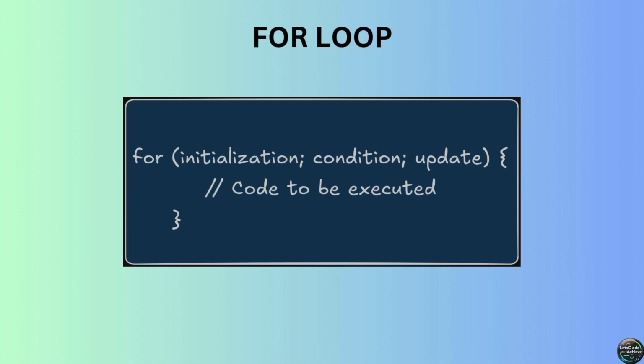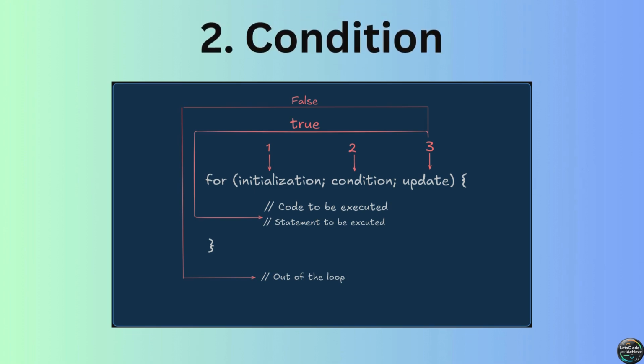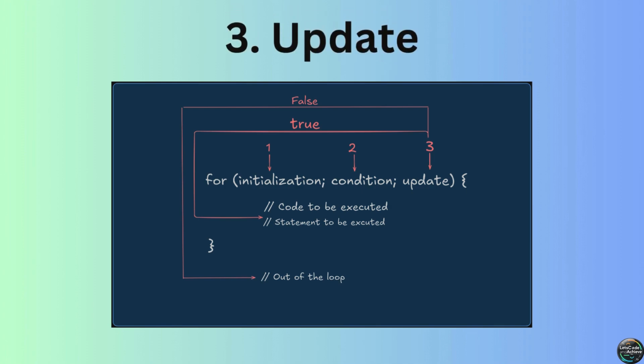Here, what's going on? Initialization. You set up your loop variable like a counter. This part runs only once at the beginning. Condition. This is checked before each iteration. If it's true, the loop runs. If it's false, the loop stops. Update. After each iteration, the update happens. Often, this means incrementing or changing the loop variable.